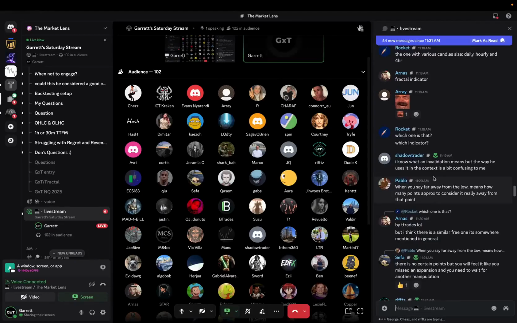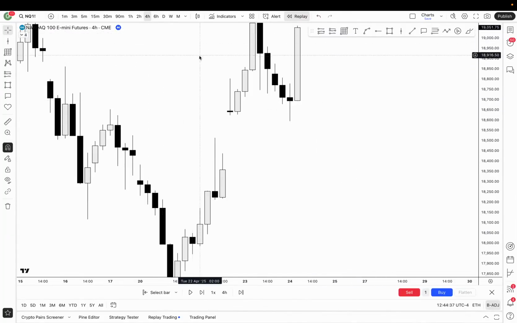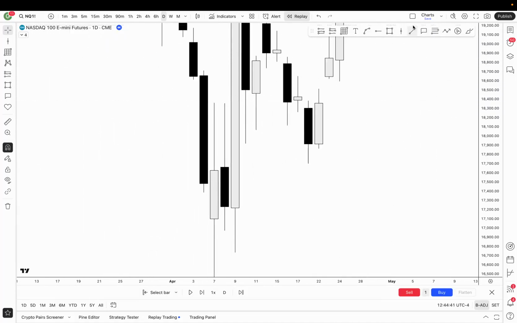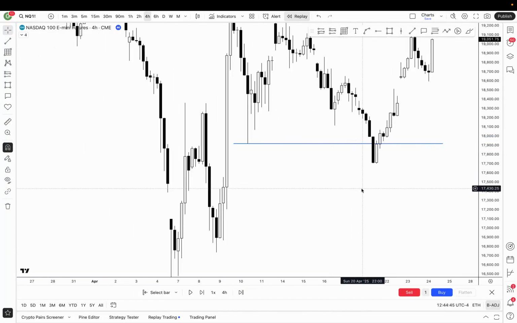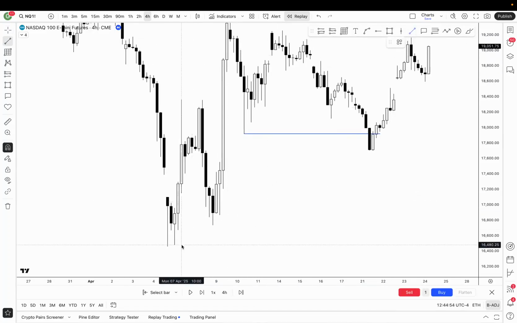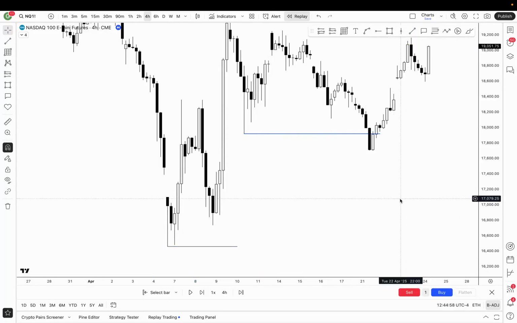You say far away from the low. I mean, how many points approximately to consider it? Oh, there's no way to gauge relevant swing highs and lows mechanically. You're just going to get a feel for it. Like this low here, essentially all relevant swings are spaced out highs and lows. I can't give you a point amount because it's impossible, because the markets are always changing volatility and whatnot, so you can't even do that, to be honest.